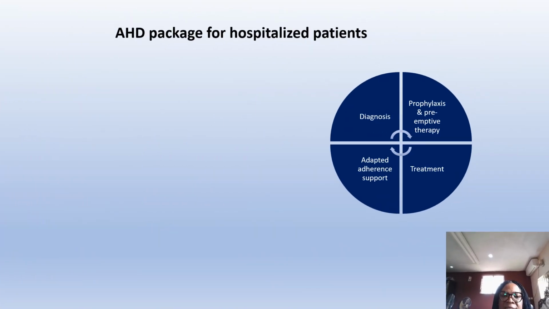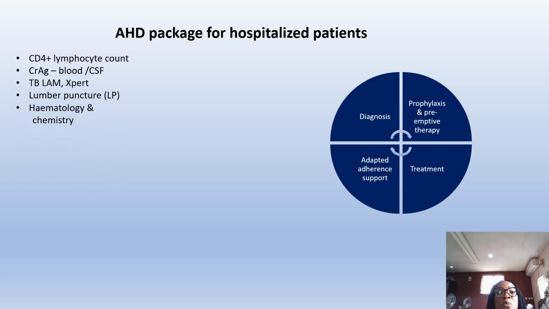There's an advanced HIV disease package for hospitalized patients. We know that people that have advanced HIV disease are not people that you manage as outpatients, giving them oral medications to go home. No, they must be investigated so that diagnosis can be made, prophylaxis can be given, or presumptive therapy where it's available. Then, of course, treatment where diagnoses are made. And of course, these people need adapted adherence support.